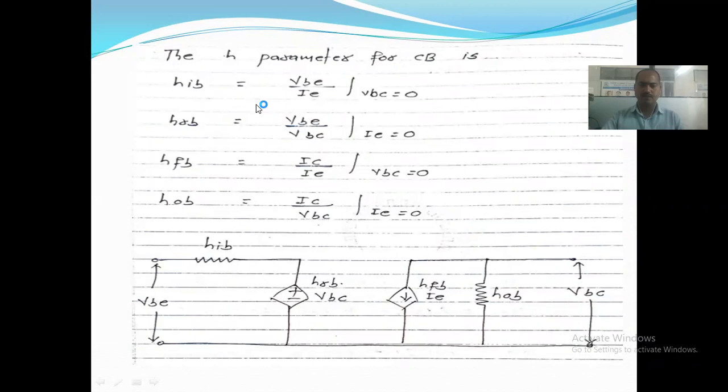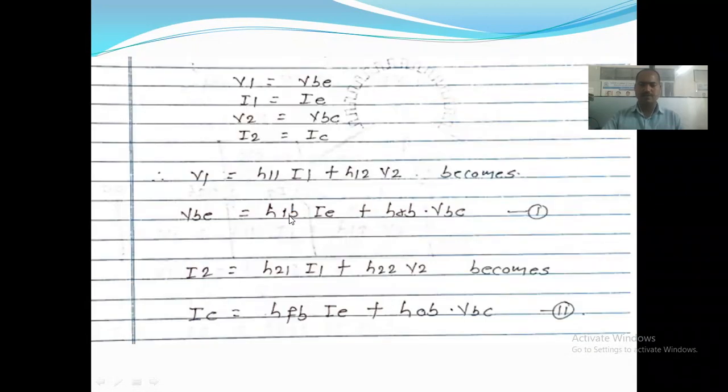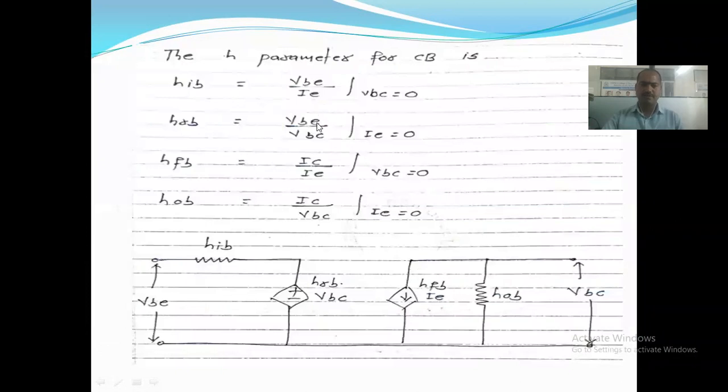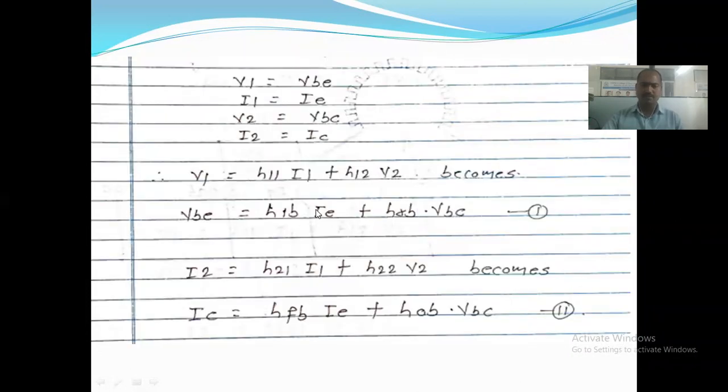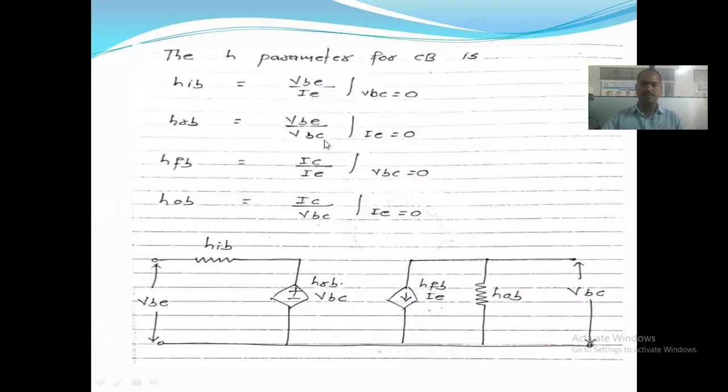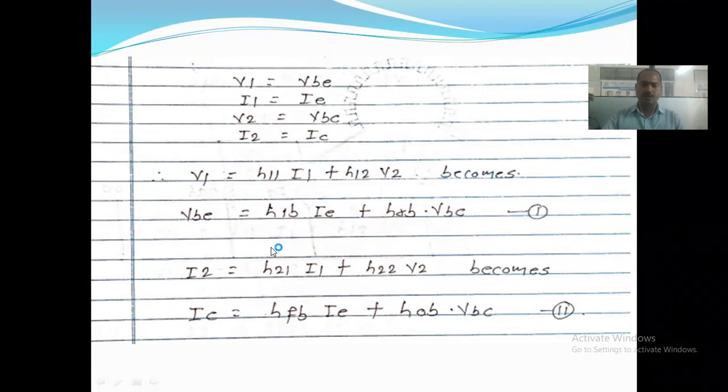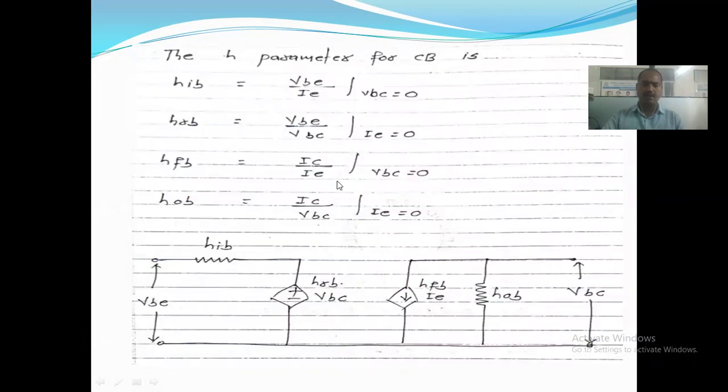Now we know how to calculate these values. See, when we have to find out the HIB, in that case the other parameter should be 0, right? So HIB equal to VB divided by I. To find out the HRB, I equal to 0, so HRB equal to VB divided by VBC. Now to find out the HFB, we have to make VBC equal to 0, so it is nothing but IC divided by IE, right? IC divided by I, okay?